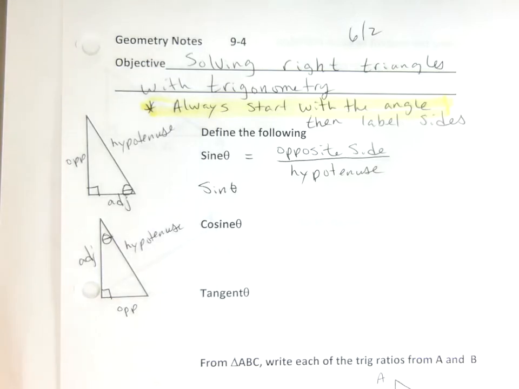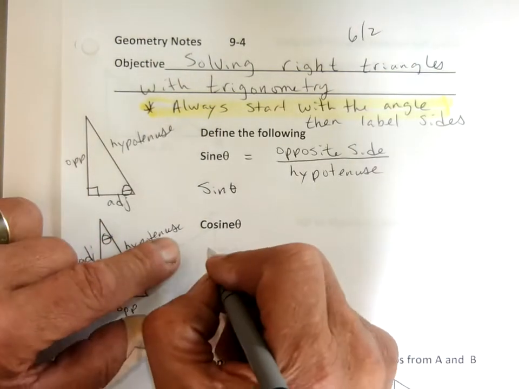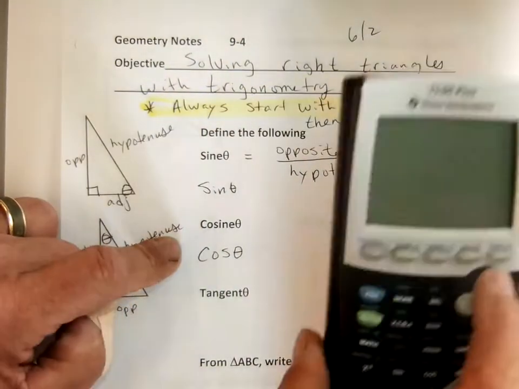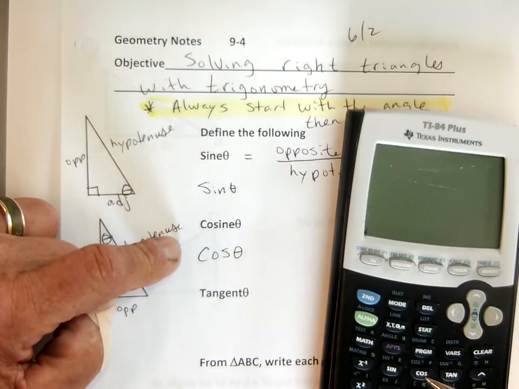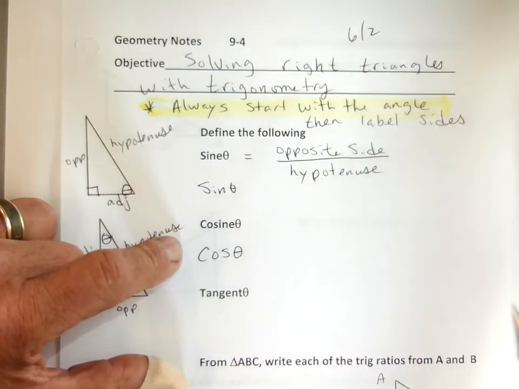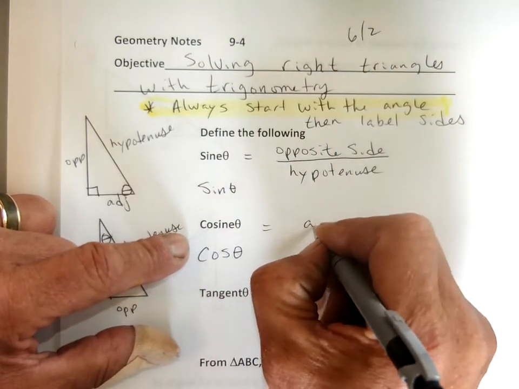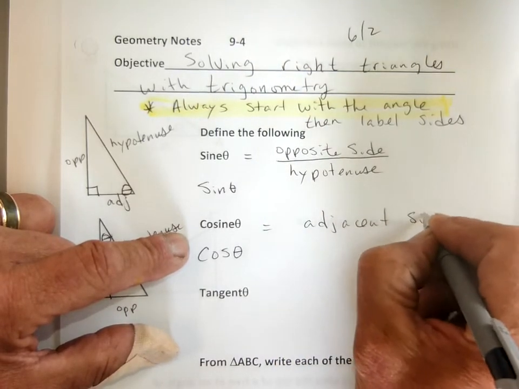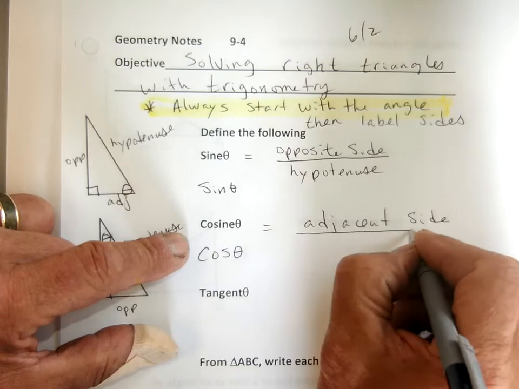Cosine. Cosine is a ratio. Its abbreviation is just plain old cos, but it means cosine. And again, it's in your calculator right there. So cosine is that button in your calculator. Okay? It's a ratio of the adjacent side over the hypotenuse.